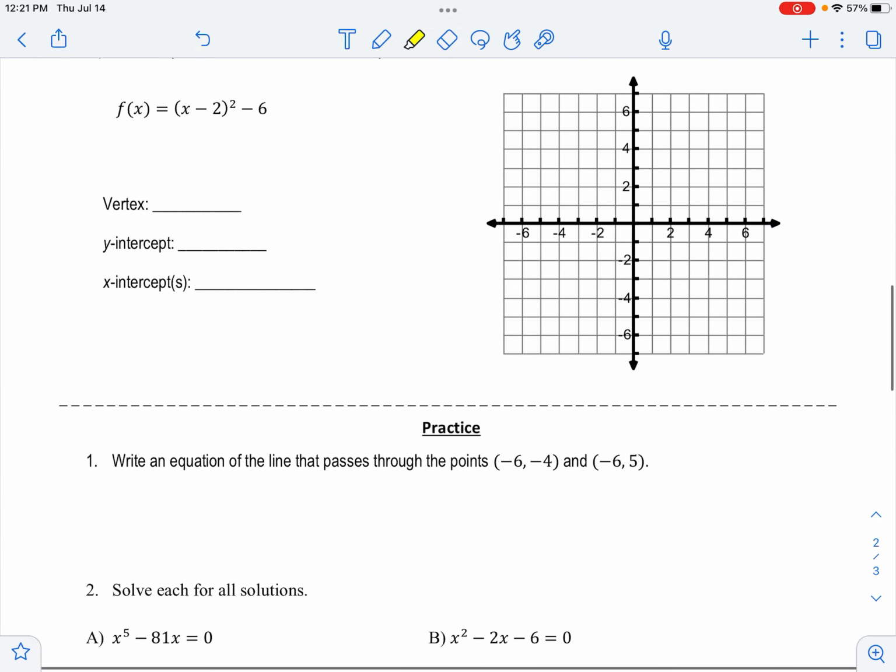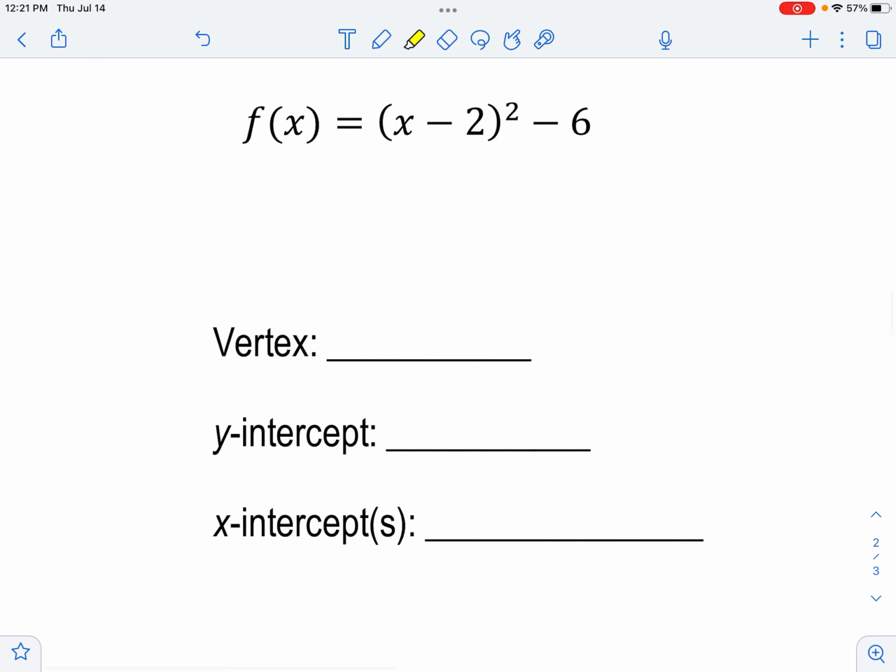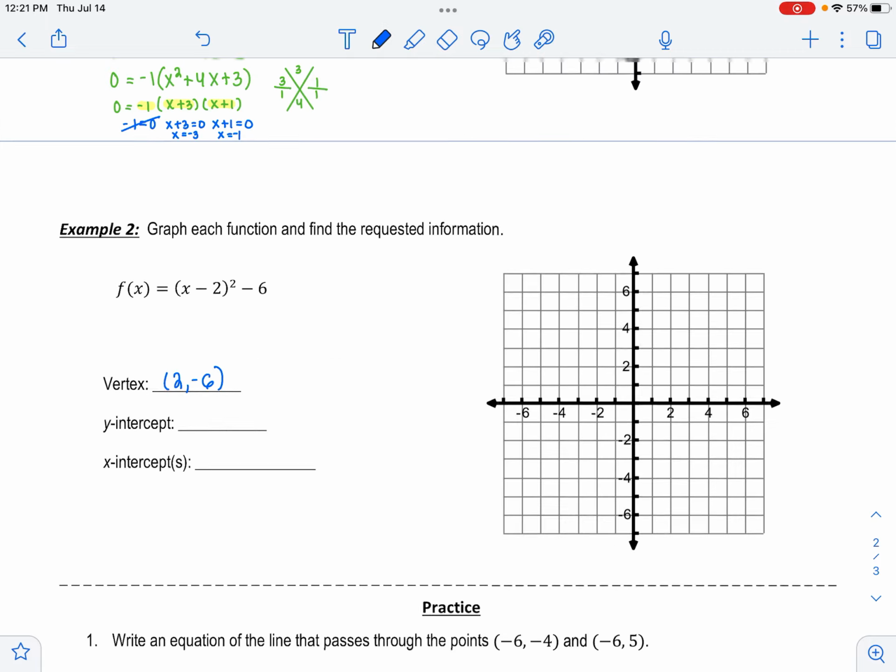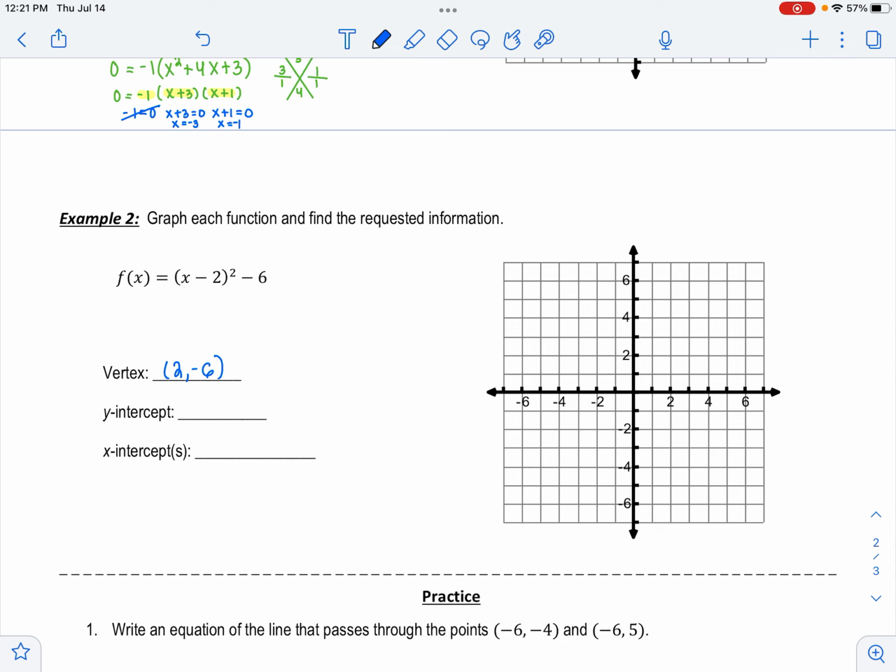Okay, so we're going to come over here. We're going to get the vertex. We're going to say h. If you look, this looks like a -2, but remember, this is your h value, so it's a +2. And then our k value is -6. So (2, -6). We can go ahead and graph that.